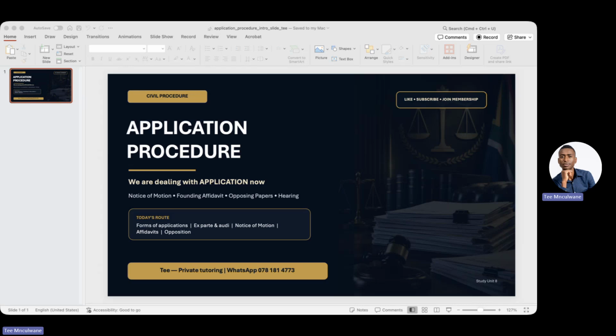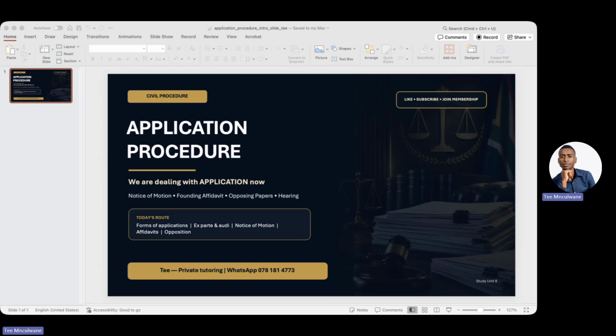Time periods can depend on the type of application, the court, the rules, practice directives, and whether the matter is urgent. So in practice, you always check the applicable rule and practice directive. But for study purposes, you must understand the logic. The logic is this. First, the applicant serves the application. Second, the respondent gets time to decide whether to oppose or not to oppose, right?